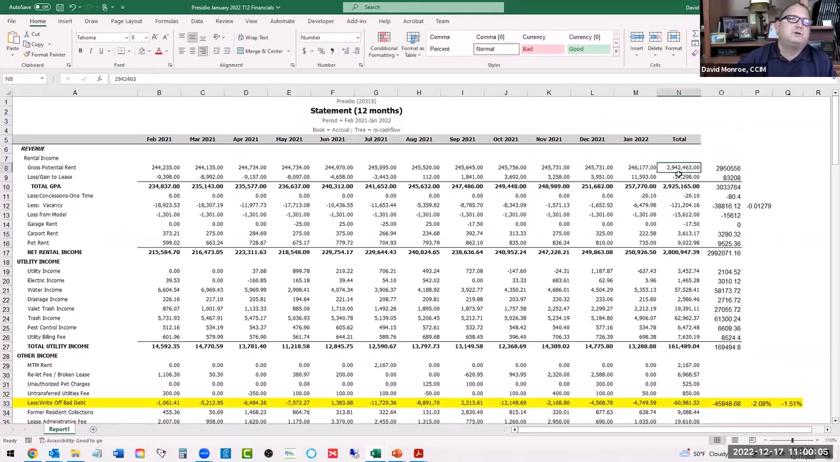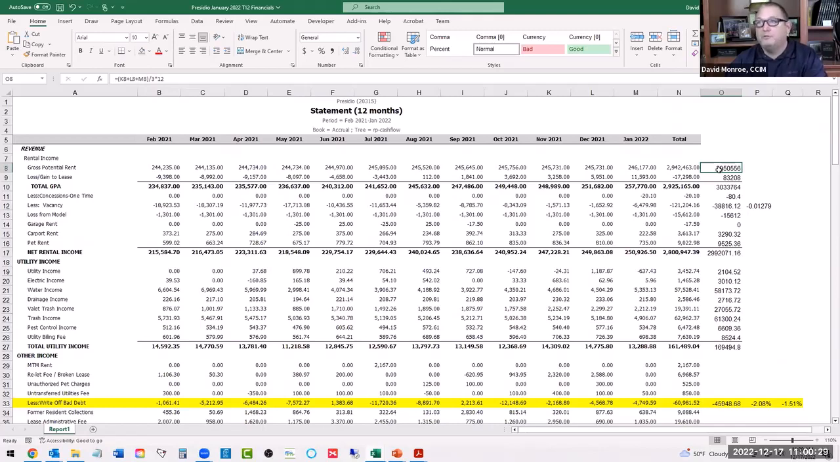So instead of 2,942,000, we can actually get 2,950,000. So we get an extra $8,000 in income on this from doing that T3. This is what the agency lenders allow you to do when you are looking for agency debt.